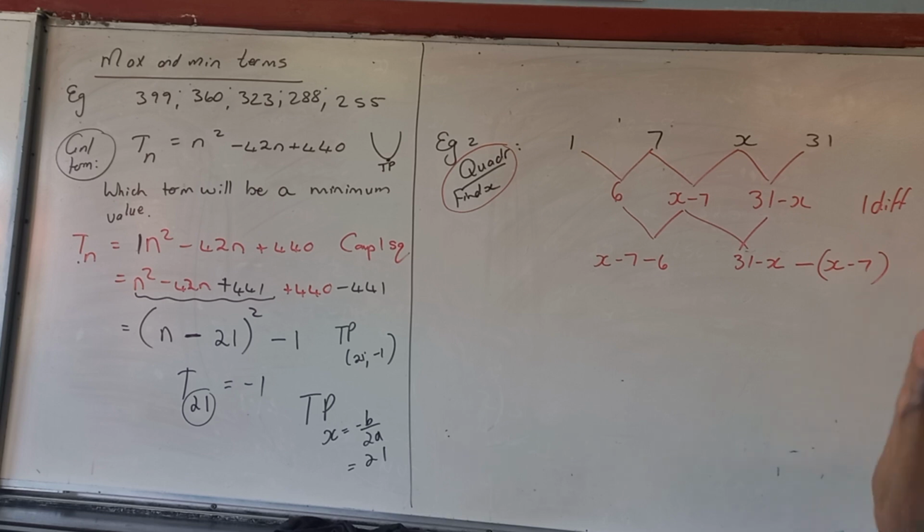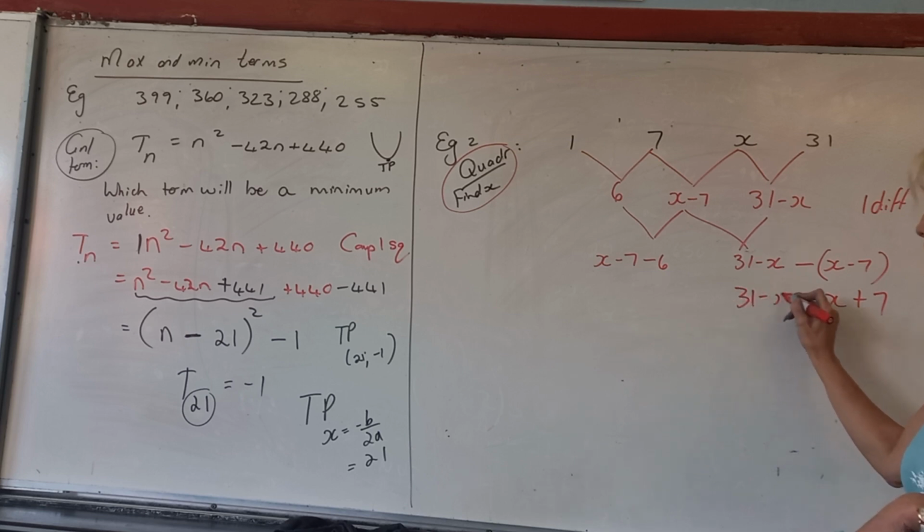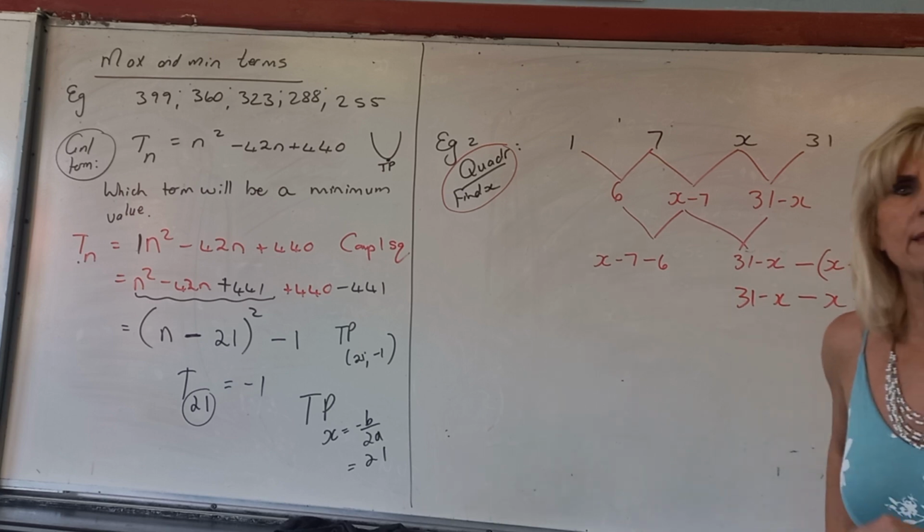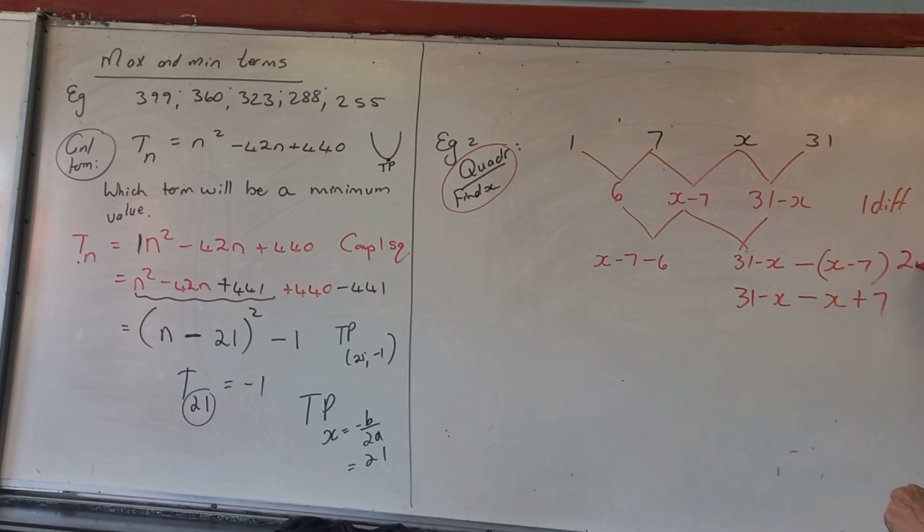So eventually I'm going to speed you up and say, well, you know that when you say minus, this is always going to change all the signs. So this will become minus and plus. Yes, it will become minus and plus. Are you with me? So you can speed up a little bit. But the question was find x. You make them equal. Why would you make them equal? Because they're equal. Second difference.